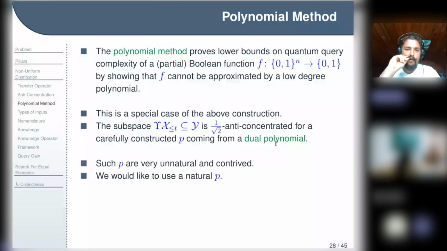The problem with the polynomial method, which is also a very powerful technique that has been used successfully before, as I explained in my history slide, is that such p's are very unnatural and contrived. What we would like is to use something similar, but for a natural probability distribution p. Any questions at this point before I move on?